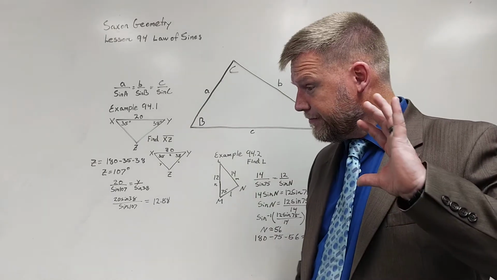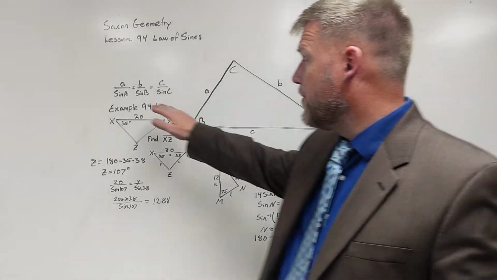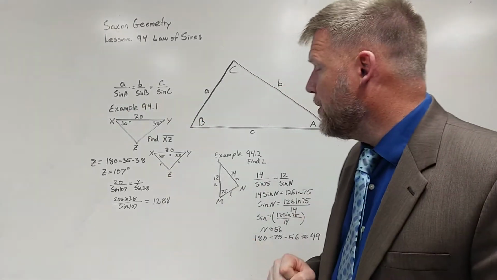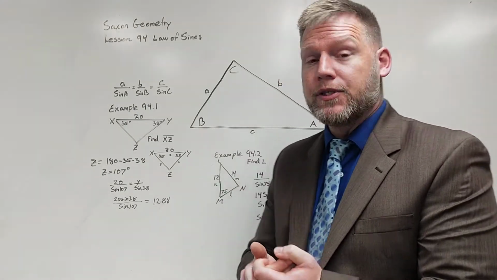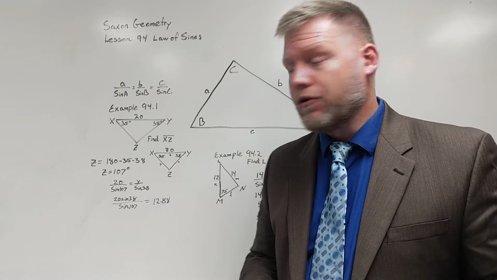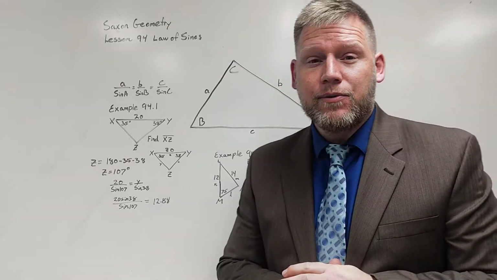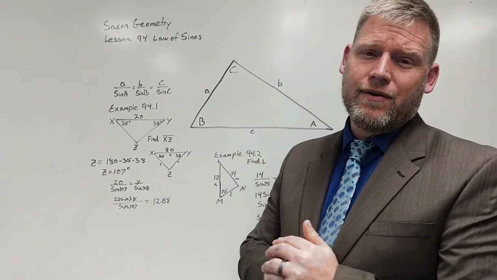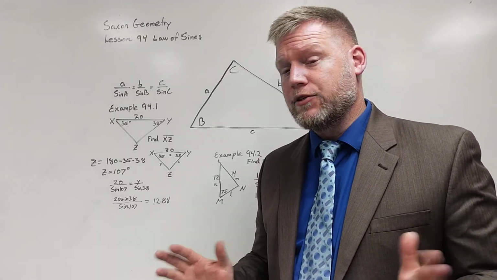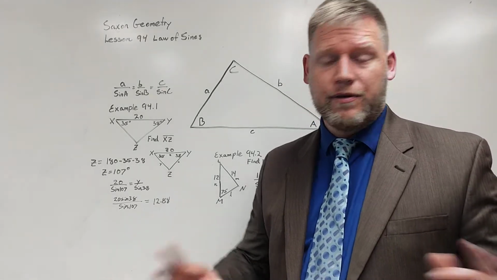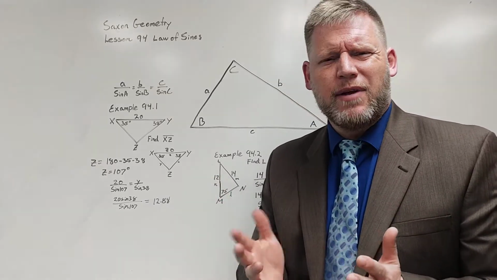Now, with that, we're going to write this formula. A over sine A equals B over sine B equals C over sine C. And I have seen some textbooks that have that completely inverted, and they say sine A over A equals sine B over B, which equals sine C over C. That's actually the same formula when you stop to think of it. That's like saying 2 is 2 or 1/2 is 1/2. Take the inverse of both sides, it means the same thing.